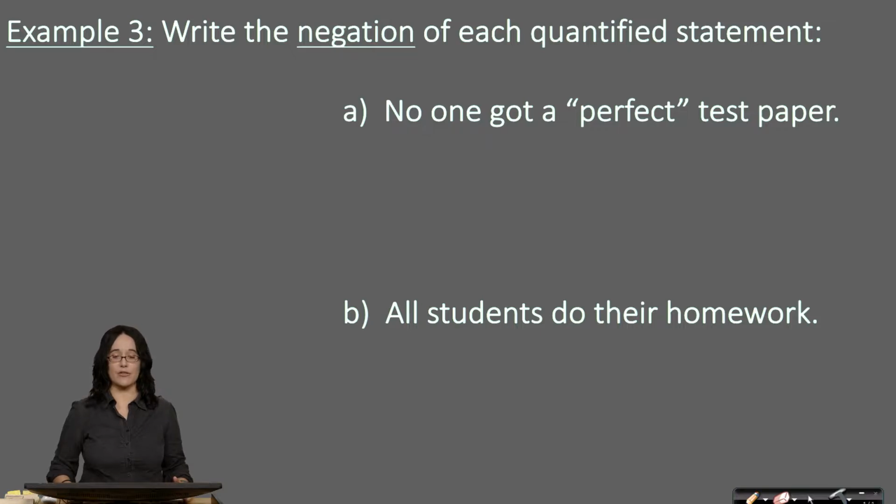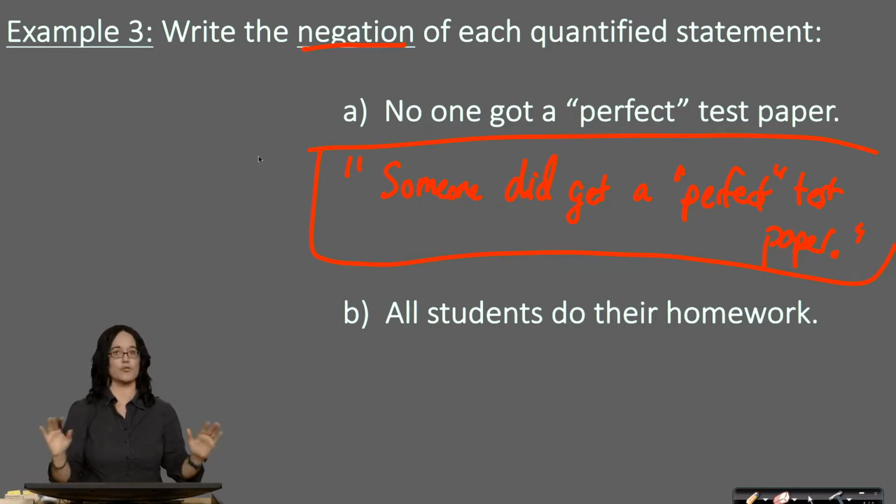In example 3, it says, can you write the negation of each quantified statement? Again, I encourage you to try to practice this on your own by pausing the video. If I want to negate statement A, no one got a perfect test paper, I kind of did this one earlier, so you should already know the answer. What was it? Someone did get a perfect paper. Good job. Now notice what I did not do. I did not need to say everybody got a perfect paper. That's too strong. I only needed to show that the negation of a none is a some.